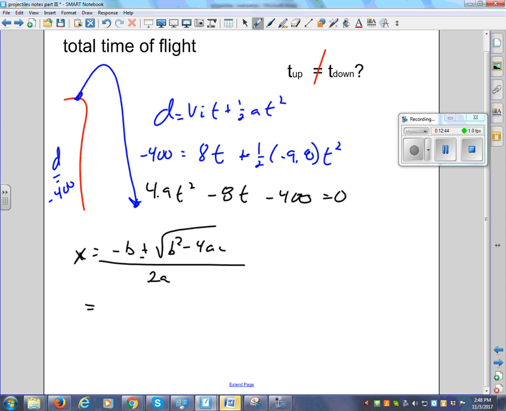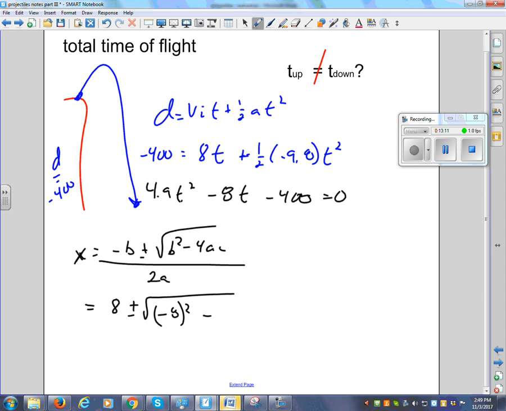So minus b is going to be minus minus 8, or 8, plus or minus the square root. b squared is going to be minus 8 squared, which is 64. Let me just explain.